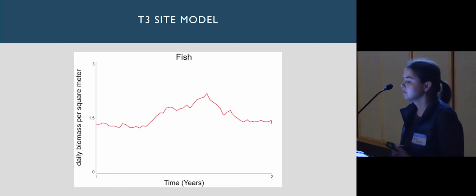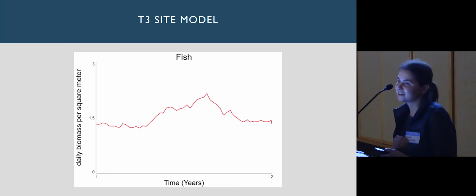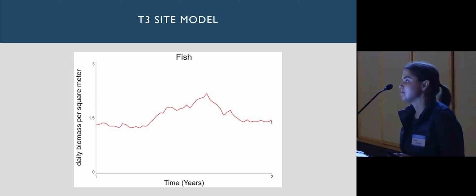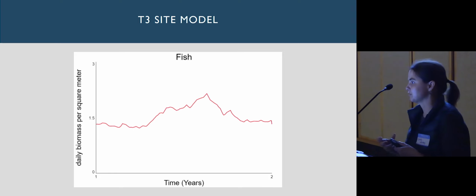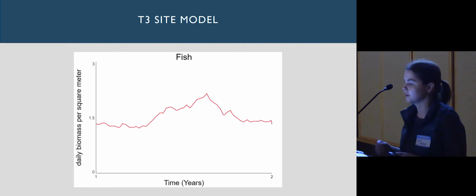I do want to say that this process is ongoing and iterative, where we receive feedback and continue to modify our model. So I would say focus on the trends of these lines rather than the exact numbers of our fish biomass. Can we capture what's happening in terms of pattern and look at differences relative to one another?